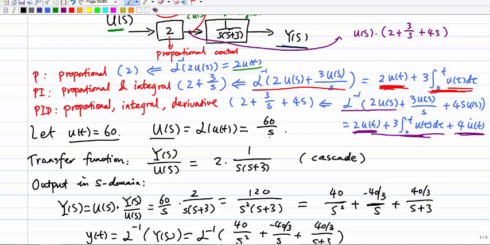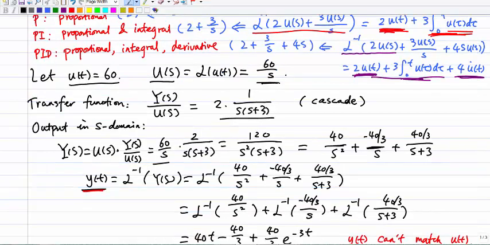Okay, U(s) is this, and the transfer function is here. I just put 2 in the numerator, so 2 divided by s times (s plus 3). So it's 120 over s squared plus 3s, that is, s times (s plus 3). Okay, so this one here, I use a partial fraction expansion. I don't want to repeat it here, but you can use a partial fraction expansion to figure this out. So basically, I have 40 divided by s squared, plus negative 40 divided by 3 over s, plus 40 divided by 3 over (s plus 3). So that's what you have.